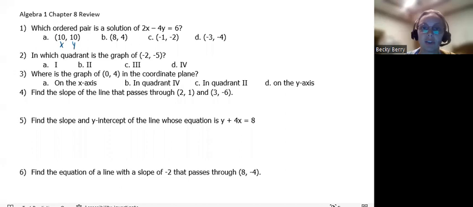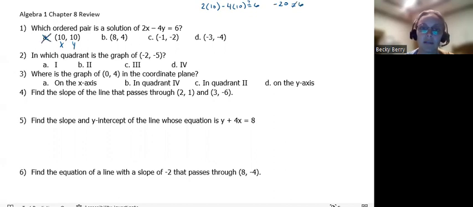Well, here we would have 2 times 10 minus 4 times 10, because again, 10 was our x and 10 was our y, equals 6. Is this true? 20 minus 40 is negative 20, and that does not equal 6. So this one is not true.